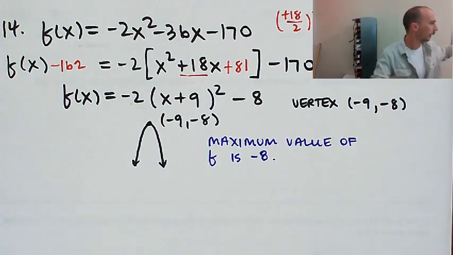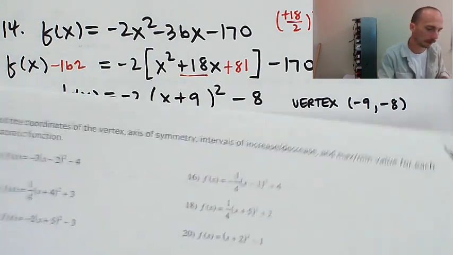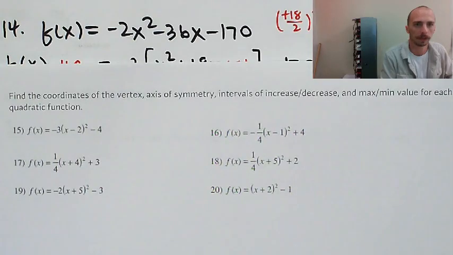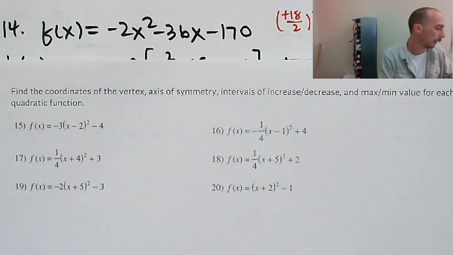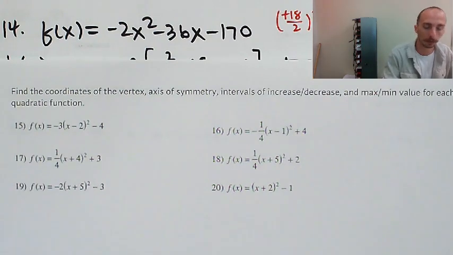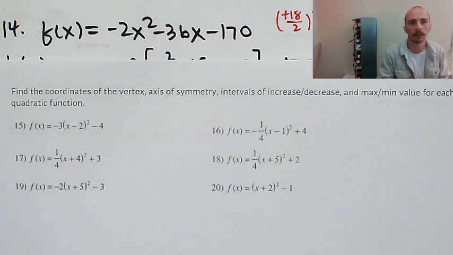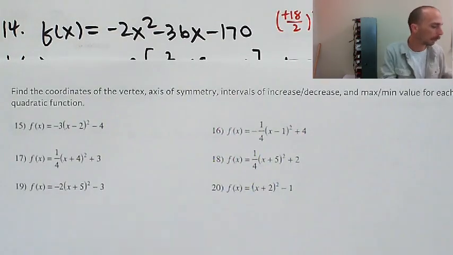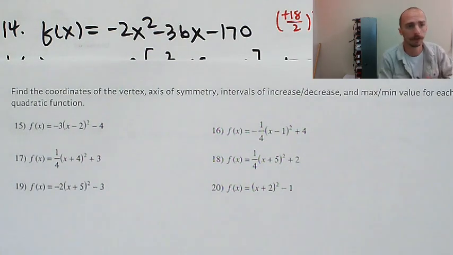Now, on the back, we've got a few more. But this is one where it's kind of the whole laundry list of things you're supposed to find. I prefer to just ask you about one thing at a time. I don't like the problems where it's like find the vertex, axis, intervals of increase and decrease, maximum value, direction of opening, focus, directrix. We don't know about that yet, but we will soon. As much as possible, I'm going to ask you about one thing at a time so that I can tell whether you actually know what each of these things are individually.